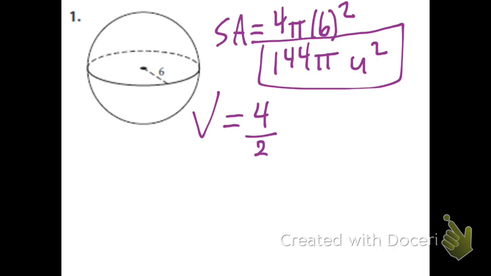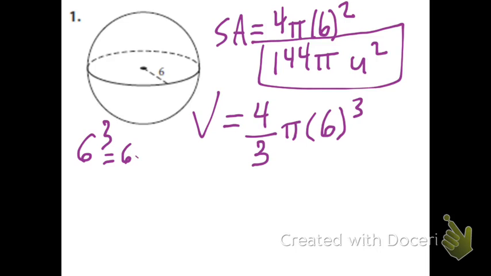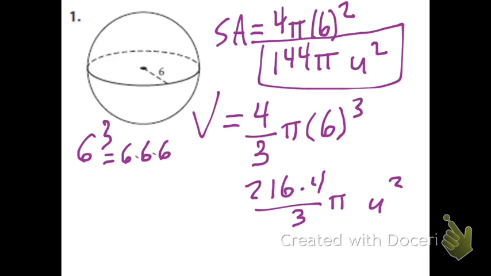Now for the volume, we also just plug in the radius. So it's 4/3 pi r cubed, which is 6 cubed. Cubing something, 6 cubed, just means you multiply 6 by itself 3 times. So we end up getting 216 times 4 divided by 3 pi cubic units for the volume of the sphere, which we can simplify, and it comes out to 288 pi cubic units.